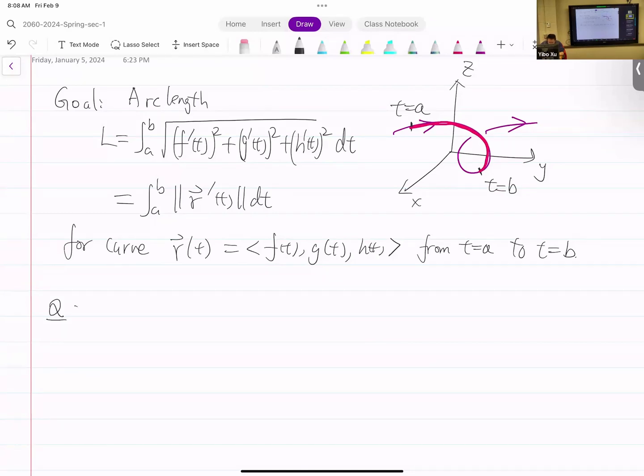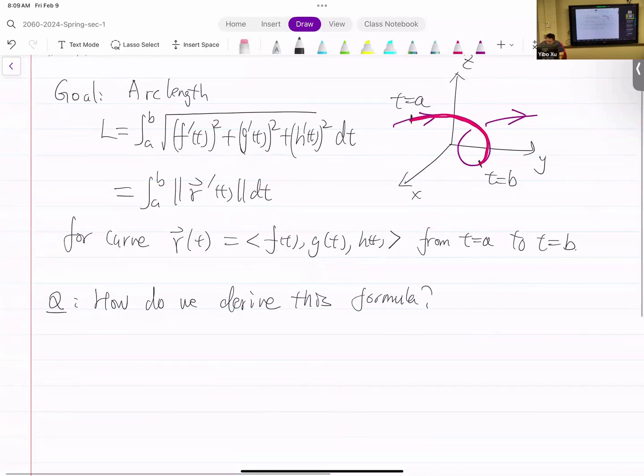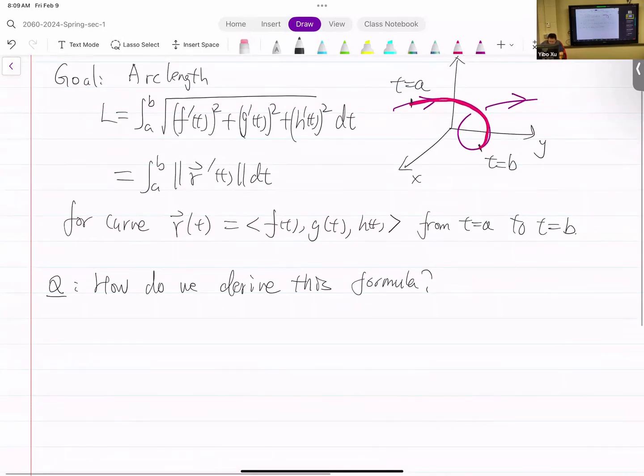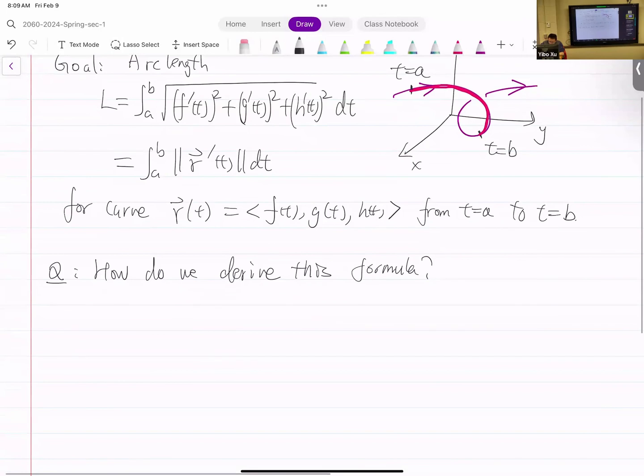Question: how do we derive this formula? Basically, this red solid curve is definitely curvy, so it's not really easy to work with. What we do is divide up this interval from a to b into, let's say, n equal pieces. For every piece we draw a line segment, and we can calculate the length of a line segment.